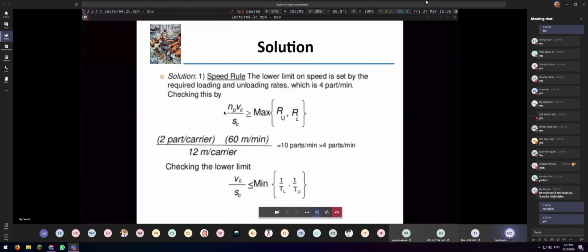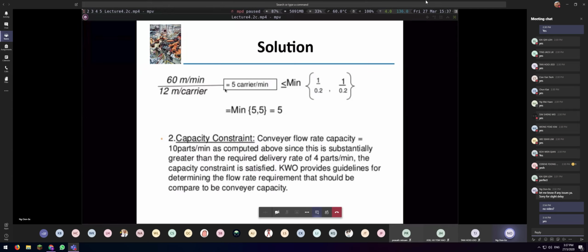So let's look at the speed rule. The lower limit on speed is set by the unloading and loading rates, which are both 4 parts per minute, so the max doesn't really matter. So let's check: 2 parts per carrier multiplied by 60 meters per minute over the spacing of 12 meters per carrier, and this equals 10 parts per minute. So basically what it is saying is it is more than our loading and unloading rates. As long as it's more than or equal to, no problem. Checking the lower limit, there's the formula here. So we have 5 carriers per minute, which is less than or equal to 5. It's exactly correct. So the speed rule is fulfilled.